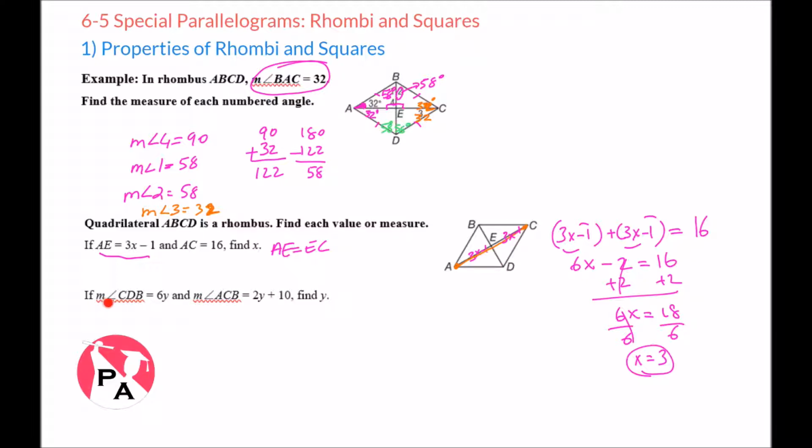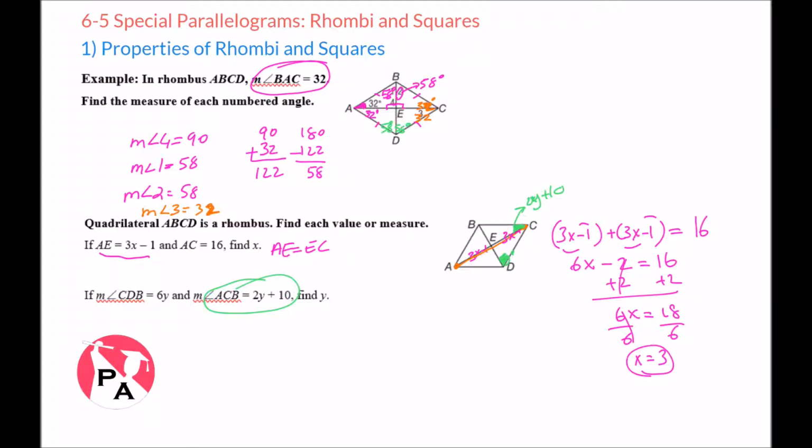In this question, it says measure of angle CDB. First, let's figure out the angle. Angle CDB is right here. It is 6y. So let's write 6y for the angle. And angle ACB is 2y plus 10. Angle ACB is right here. It is 2y plus 10. Right, this gap is equal to 2y plus 10. So now the angles is this one, the other one is that one.